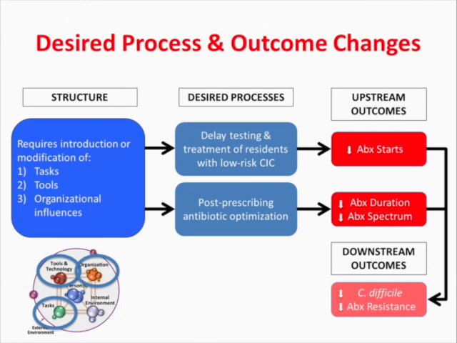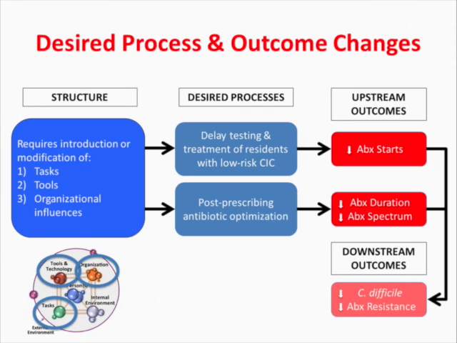The OASIS intervention modifies the structure and desired processes in skilled nursing facilities related to antibiotic prescribing by modifying tasks, tools, and organizational influences to delay testing and treatment of residents with low-risk changes in condition and to identify opportunities for post-prescribing antibiotic review and optimization in order to reduce antibiotic starts, reduce antibiotic duration, and narrow the spectrum of antibiotics prescribed whenever appropriate so that we can reduce events of C.